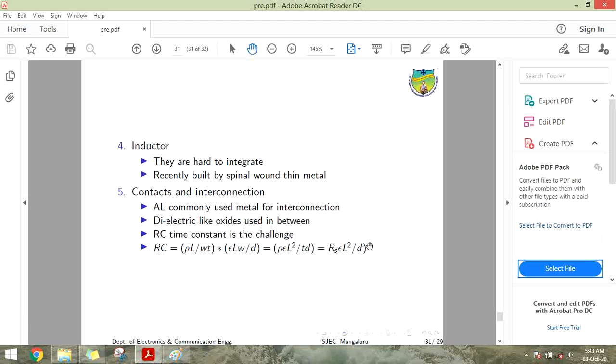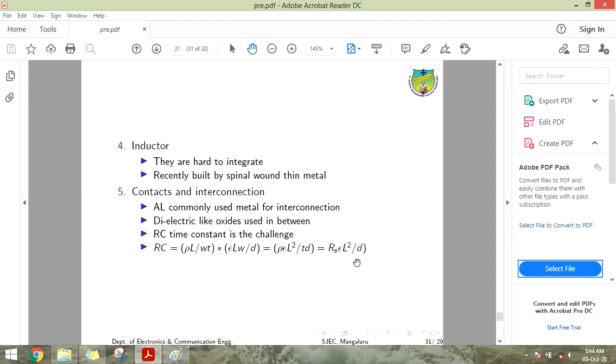Now the RC, or resistance capacitance time constant, is given by this particular equation. The RC time constant can be reduced by increasing the thickness of the intermetal dielectric layer, or by having a low dielectric constant. Epsilon is the dielectric constant.